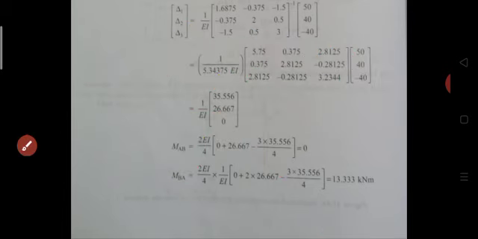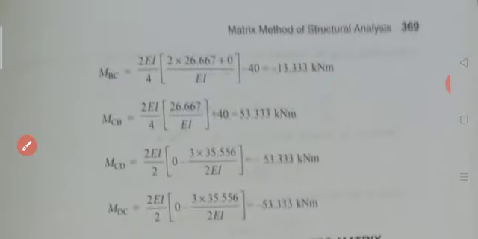The sway delta we determined is to be used only in the column portions. Therefore, in the general slope deflection equation, you substitute delta equal to 35.556 for the AB and CD columns, but it is not applicable for BC, because at BC there is no transverse displacement, so its delta value is equal to 0. Finally, you get all the MAB, MBA, MBC, MCB and MDC.